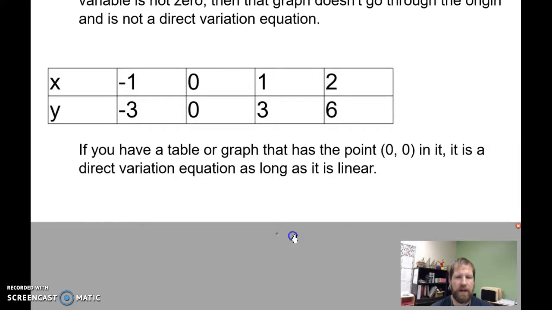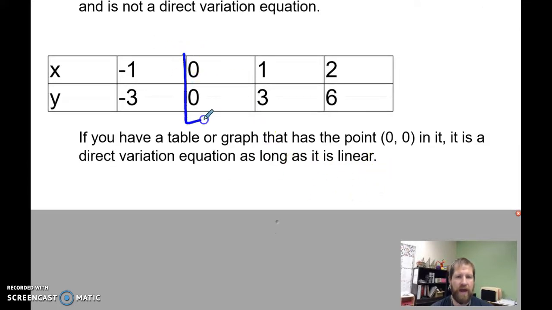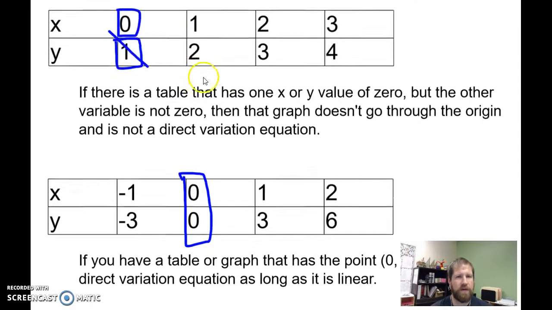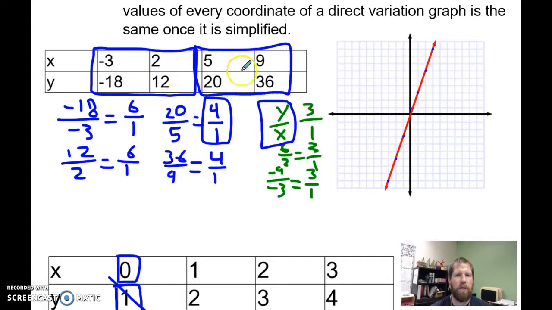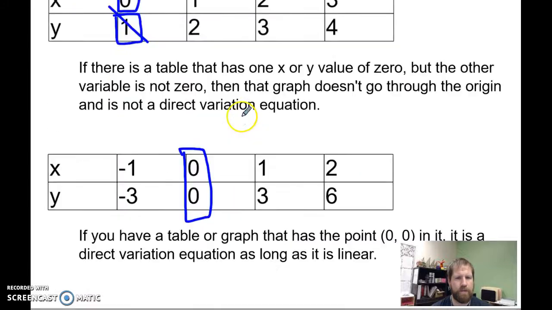One thing to be a little careful with is if you have both zeros. This is telling me, yes, this line is going through the origin. That's a good sign that it's going to be a direct variation equation, but you still have to make sure that it is a linear equation. Because if we go back to our first one we looked at, this one looked like it could be direct variation with these two, and these two by themselves looked like they could be direct variation, but our equation ended up having a bend in it. So it wasn't linear.